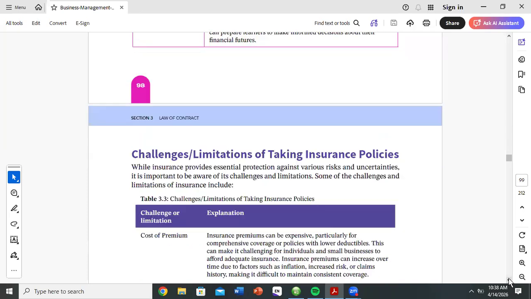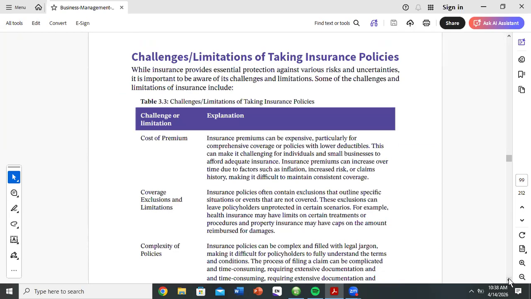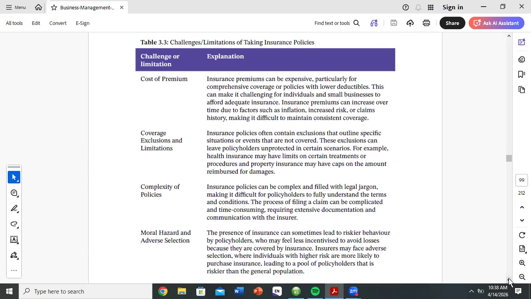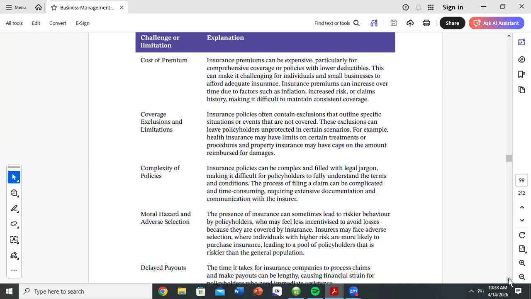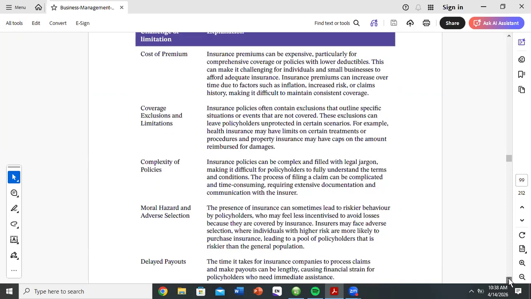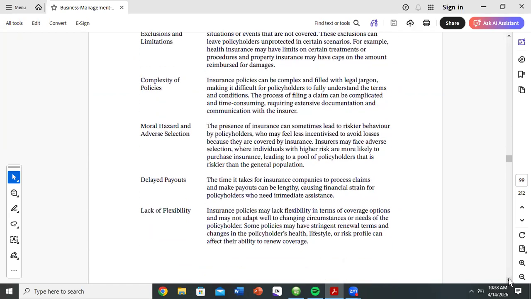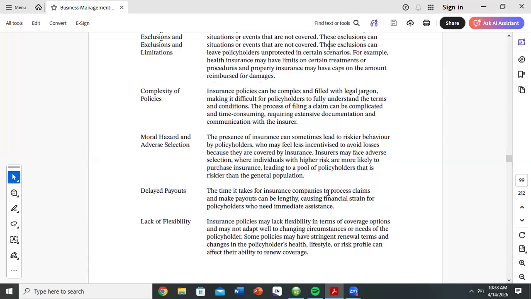Then the challenges: the cost of premium, coverage exclusions and limitations, complexity of policies. Some of the policies are so complex, you don't even understand them. Something happens, you want to go for compensation, they will tell you, because there was this clause here, you didn't read. Okay, then delayed payout. Sometimes they don't pay the compensation early, right? So I think you'll be comfortable with the importance and limitations, but let me know if you face any challenges.